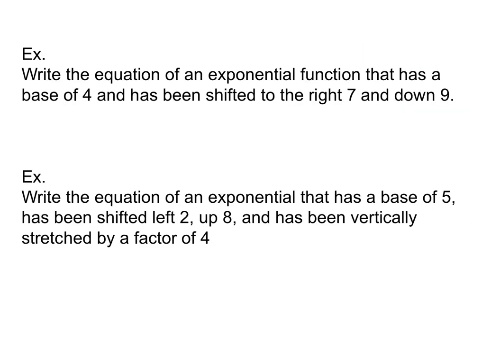All right, so now we're going to do some writing of equations. It says write the equation of an exponential function that has a base of 4 and has been shifted to the right 7, down 9. Remember what the basic form of our equation looks like. All right, so it has a base of 4, so b is 4. Shifted to the right 7 means x minus 7. Down 9 means minus 9. We could throw f of x in front.